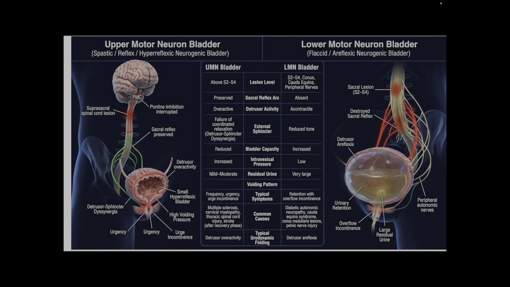On this slide, we are comparing the two major types of neurogenic bladder. One is the upper motor neuron bladder, also called the spastic or hyperreflexic bladder, and the other is the lower motor neuron bladder, also called the flaccid or areflexic bladder.